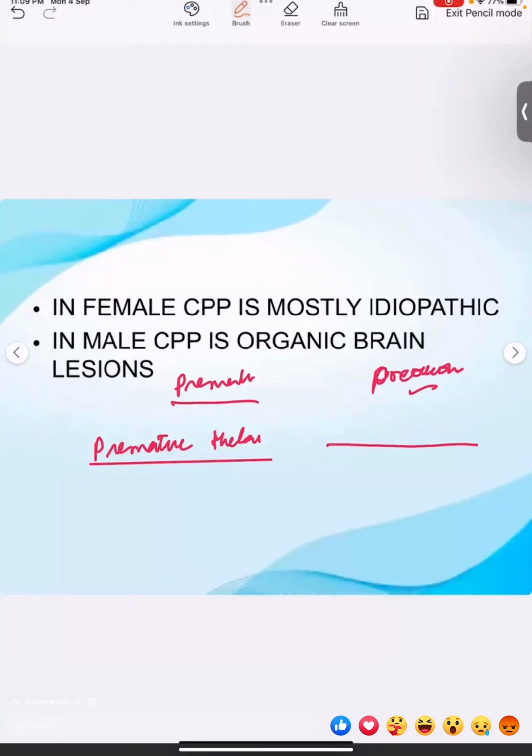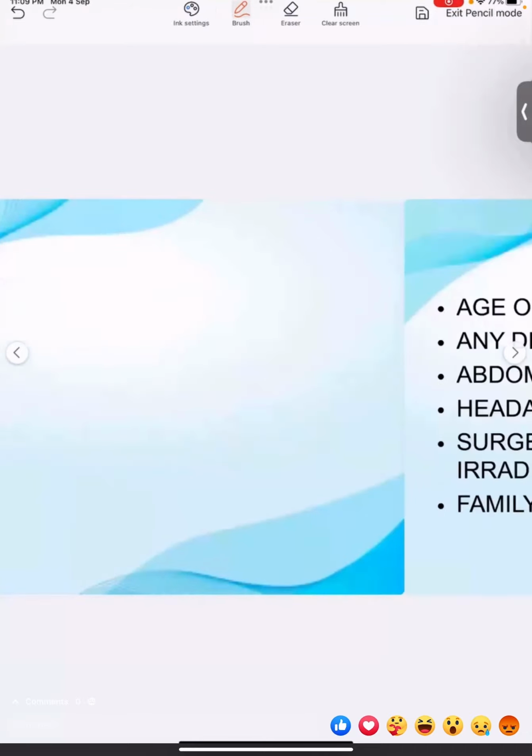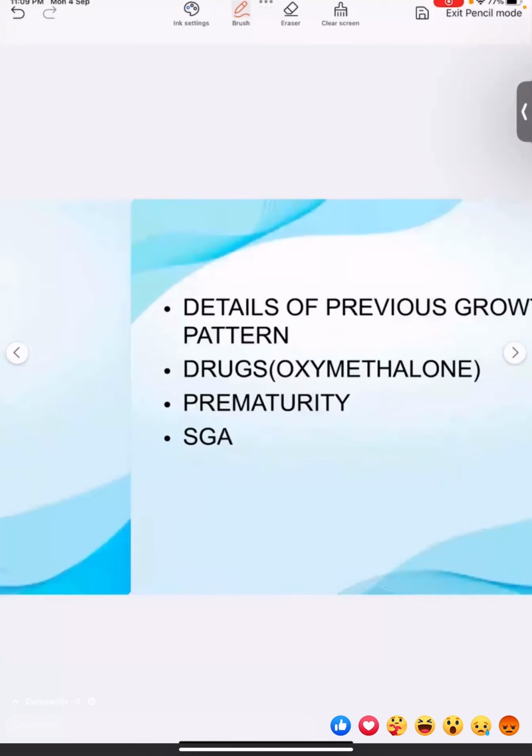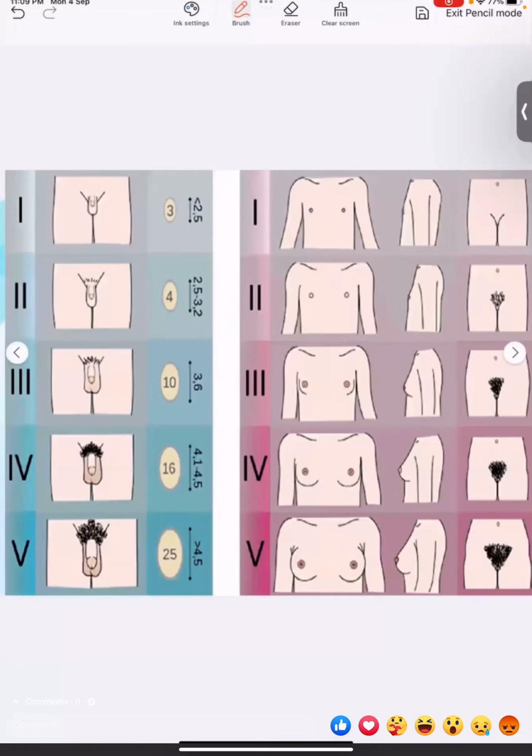Let us see this diagram. This is basically the staging, and we will talk about stage 1, stage 2, and stage 3. Remember, you have to know what stage 3 and stage 4 are. This is what makes the difference between the premature benign variants and central precocious puberties.